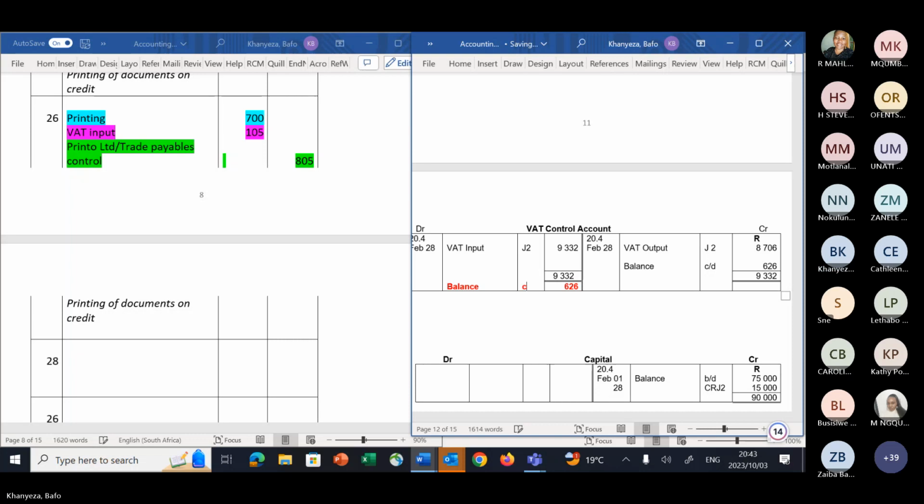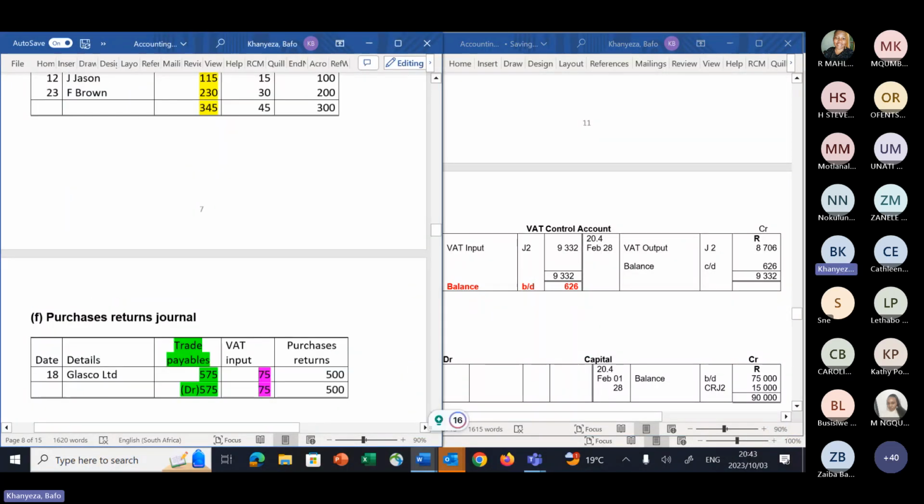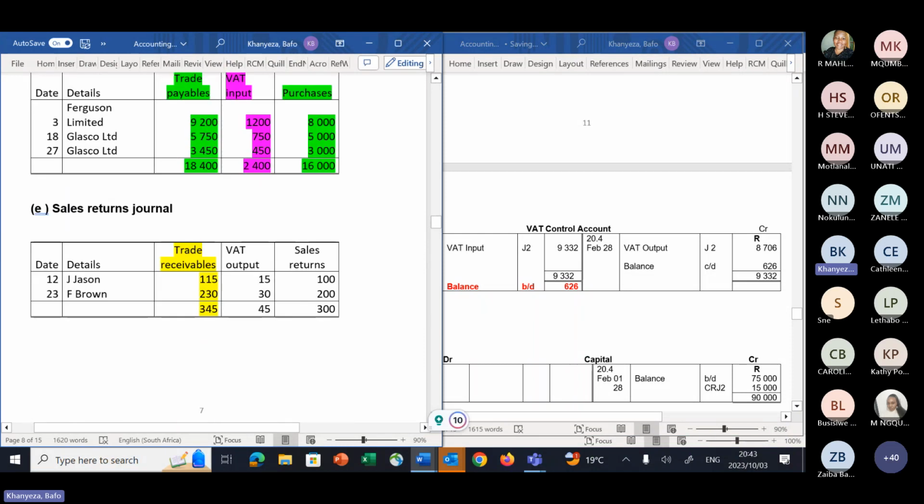Balance brought down. This is a balance brought down. If there is somebody who has a question, I will take that question. And then before I post, I think we are done with all ledgers.